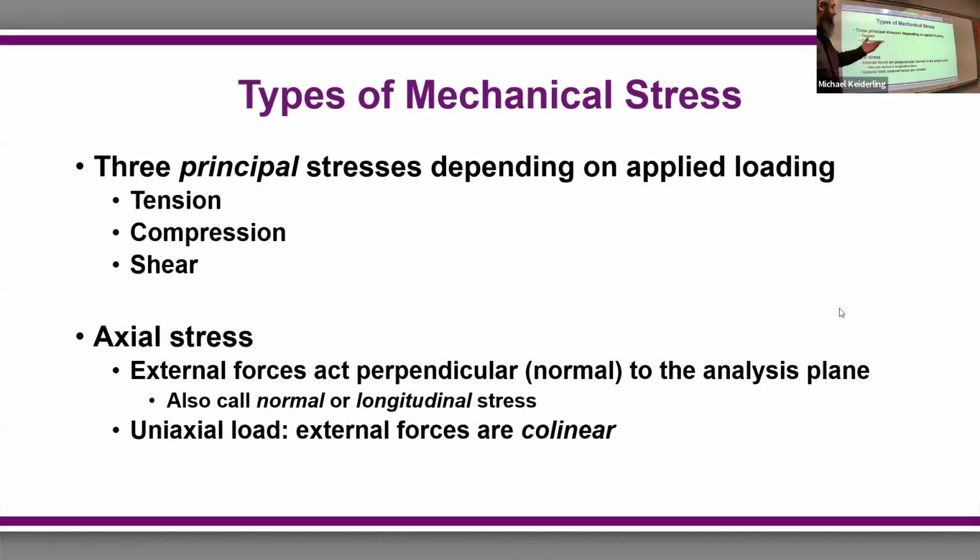Axial stresses are when external forces act perpendicular or normal to the analysis plane. They're also called normal or longitudinal stresses. These are tension and compression. And a uniaxial load is when the external forces are all collinear. They're all lined up.